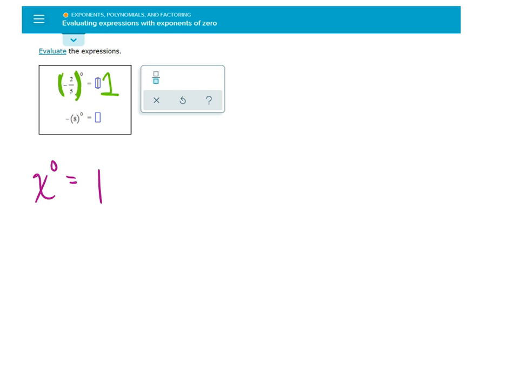But on this second one, these parentheses here are separate from the negative. It's negative 8 to the 0. The 0 is on the parentheses, which is the 8. The negative is hanging around out in front.